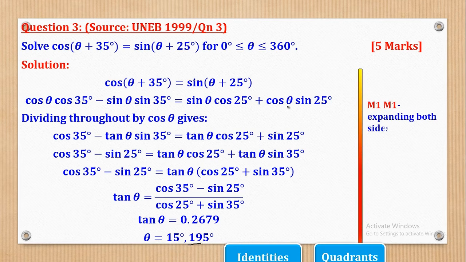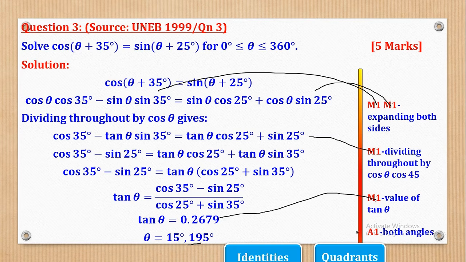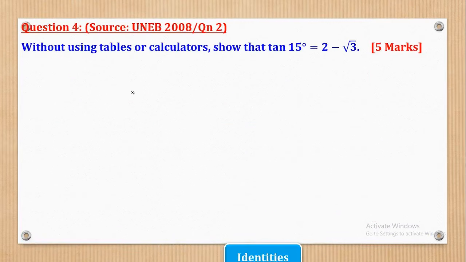So basically, that's what they wanted. Now let's see how much can be awarded. So M1 for this expansion on the left hand side, this one for the right hand side, M1 for dividing through, M1 for expression of tan theta, and this one is for both angles correct. So that was question 3.